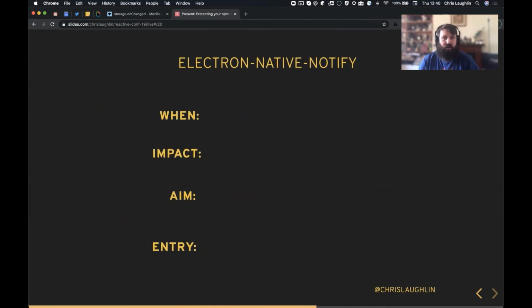So this is around a package called Electron Native Notify. This is a small utility wrapper around the Electron notification API. As you can see, there's a trend. These are all small utilities that people may use for little functions but never think about them. So this was actually discovered last year. This is the most recent incident that I've seen.